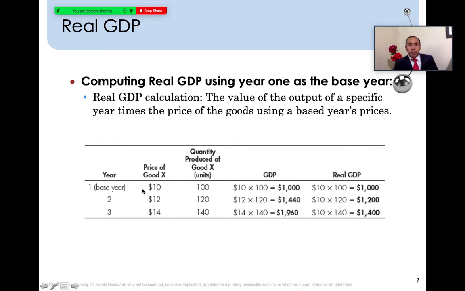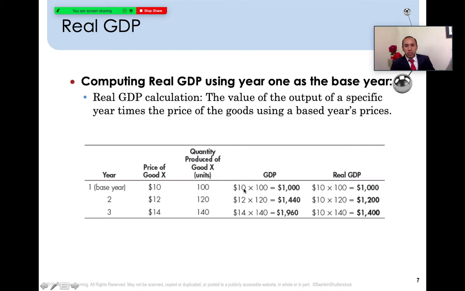So here we have it. Year number 1 is our base year. This is our point of reference. For any other year, like year number 2 and year number 3, we're going to use the prices of year 1 to look at the real change in real GDP. In other words, we want to make sure that the actual output increases in real terms, more than the price increases. So the difference between real GDP and nominal GDP is very basic.